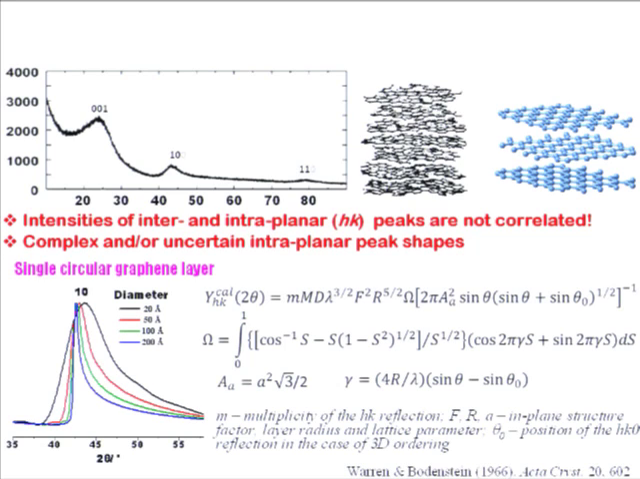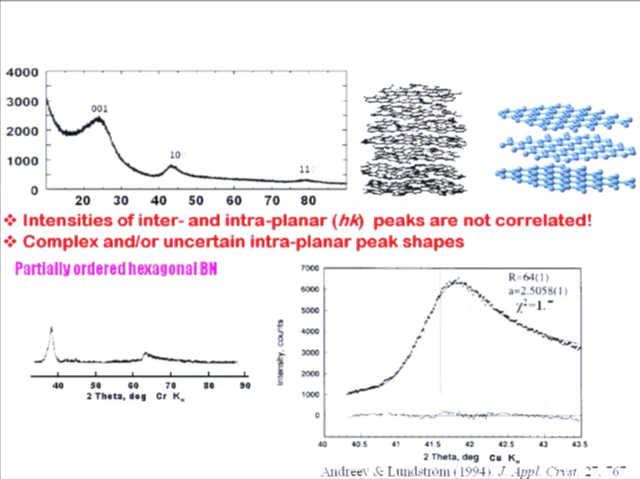great scientists like Warren, in collaboration with Bodenstein in 1966, derived this equation which describes this type of peak shape. And it is not an empirical equation, it is derived strictly from a single secular graphitic layer. And this equation does work sometimes, and I will show you now one of the examples.